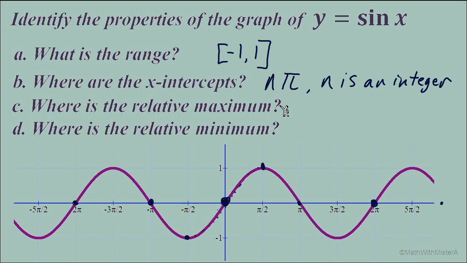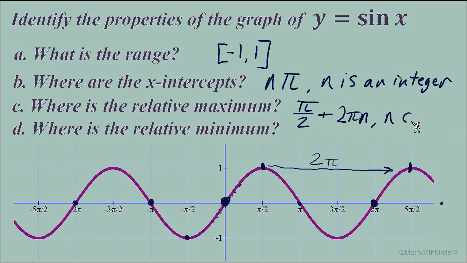Where do we see the relative maximum? We see the relative maximum at pi over 2, and then at 5 pi over 2. We have to go a distance of 2 pi units to go from one maximum to the next. So we could say that we see a relative maximum beginning at pi over 2, and then you can add to that any number of additional rotations around the unit circle or increments of 2 pi. So starting with pi over 2, adding 2 pi n when n is an integer.